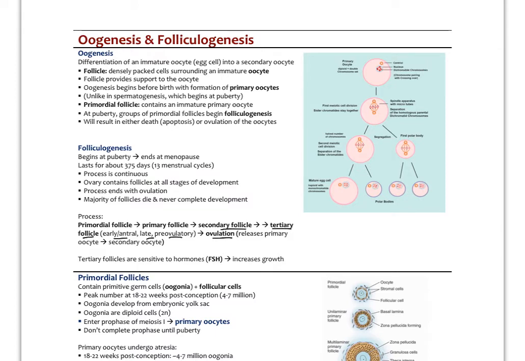And then we have ovulation, which releases the primary oocyte that then has to undergo one more stage of meiosis to become a secondary oocyte before it's ready. It can actually receive a sperm to become a zygote. The tertiary follicles are sensitive to hormones, FSH, which increases their growth, but the early follicles, primordial and secondary, are not as responsive to FSH or other hormones. They are pretty much recruited at a constant rate based on other growth factors in their surrounding environment.